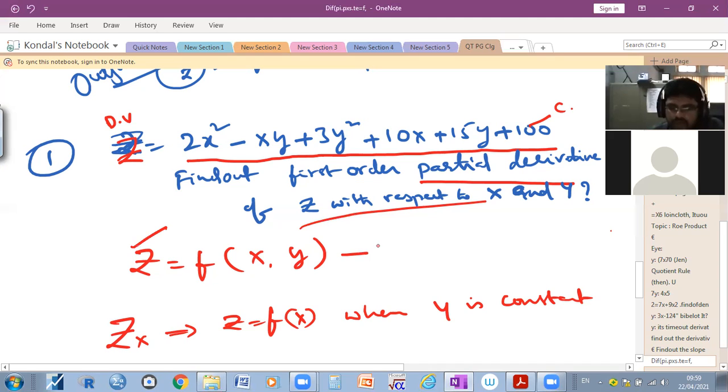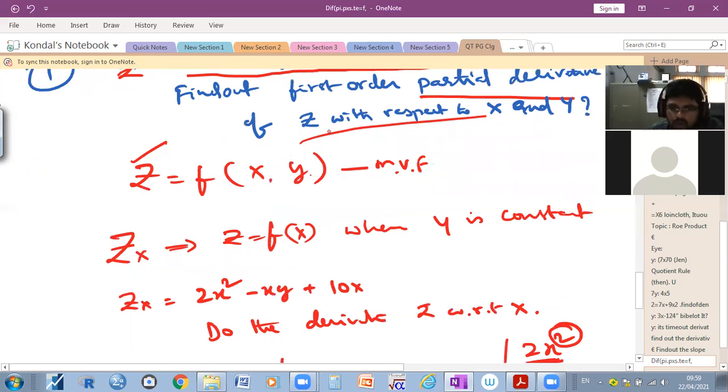This is called a multivariable function, because there are two independent variables and one dependent variable. So here, when you are going to do z with respect to x, that is zx. This is called z is a function of x when y is constant. So therefore, we will rewrite that zx value.